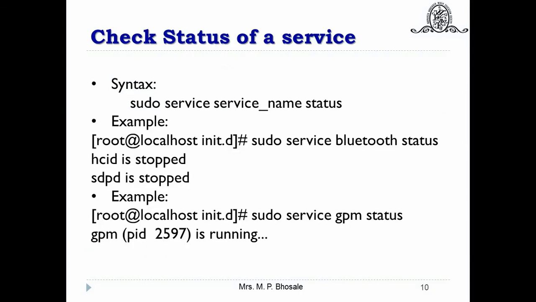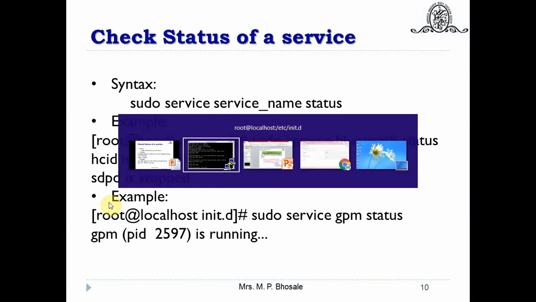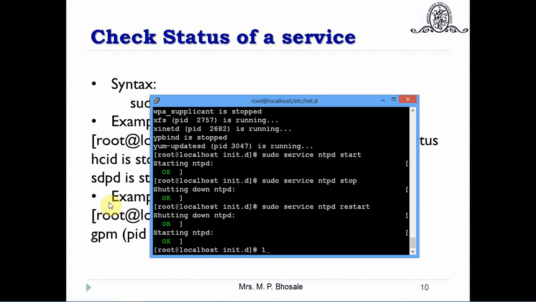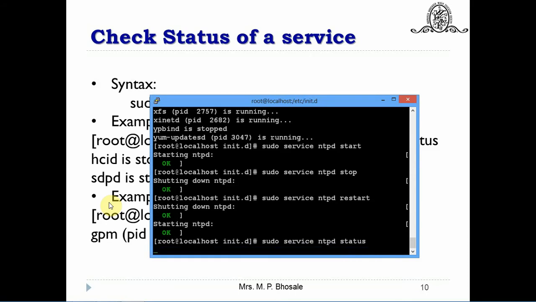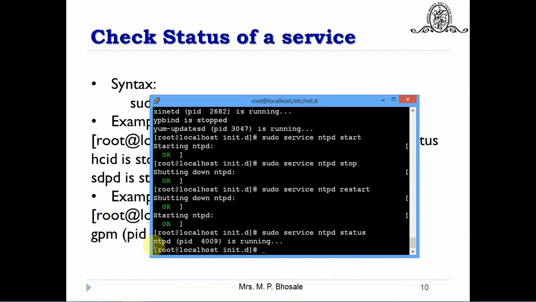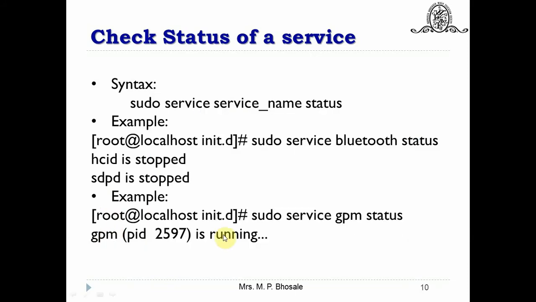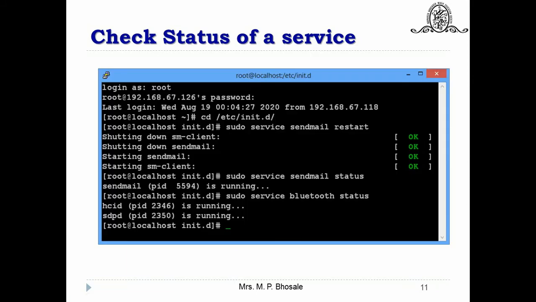Now if I want to check the status of a particular service, I can directly use sudo service name and in front of that put the command status. Same command, only instead of this you use status, and you will find out that yes, ntpd is running and its PID is 4009. Likewise you can use this command for any other service.